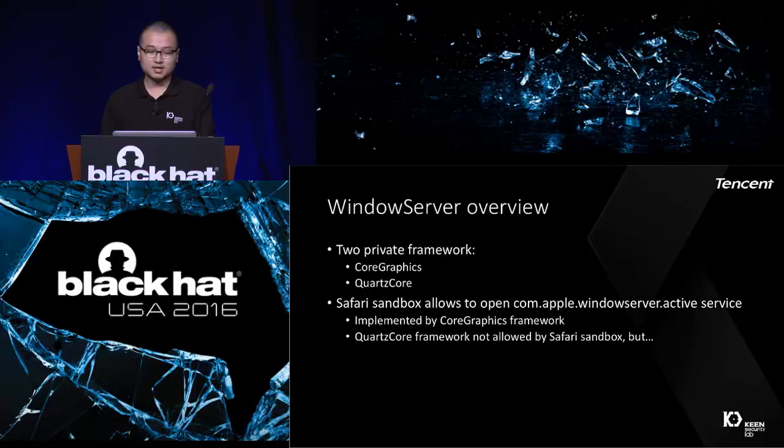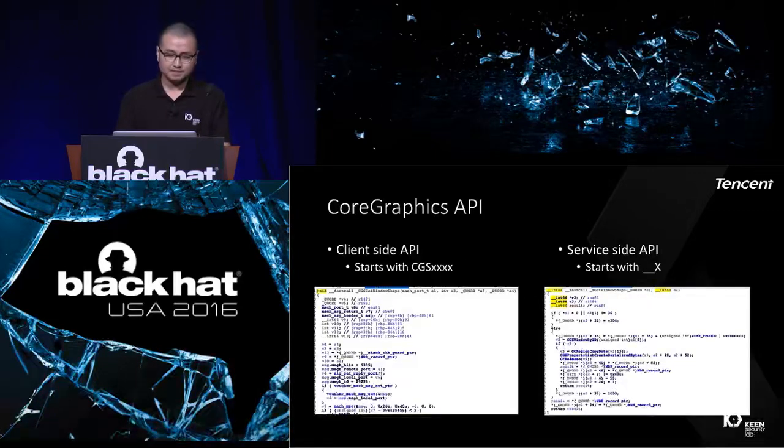It has 2 private frameworks, and you can see most browsers allow opening one of them, which is the WindowServer active service. This service is actually implemented by the Core Graphics framework, and another framework is not allowed by the Safari Sandbox by default. But later on, I will explain in more detail, and you will find something interesting. And there are 2 sets of APIs. One is a client-side API, and another is a server-side API. You can distinguish them very clearly by the name.